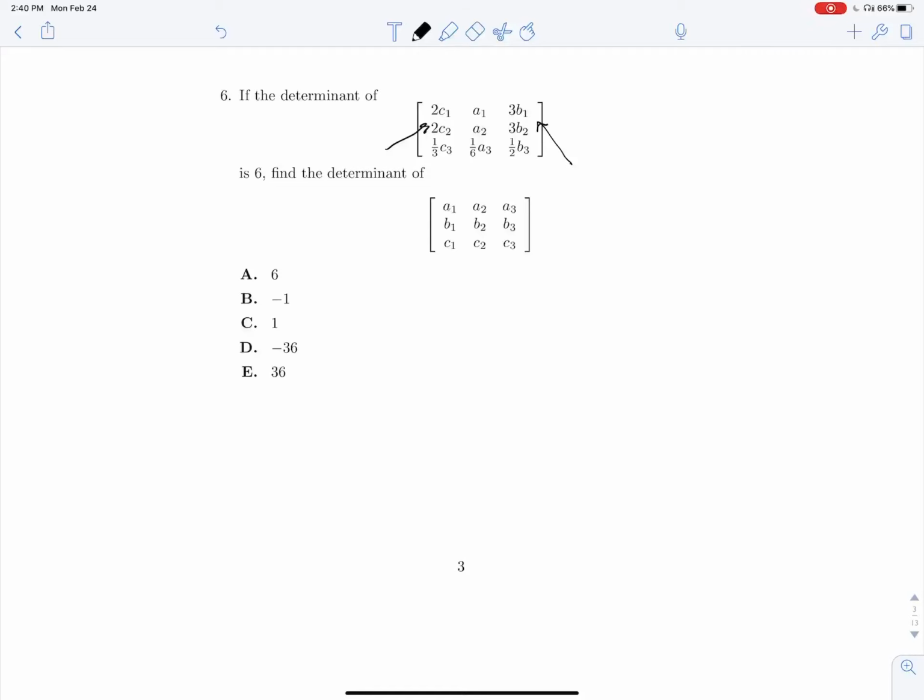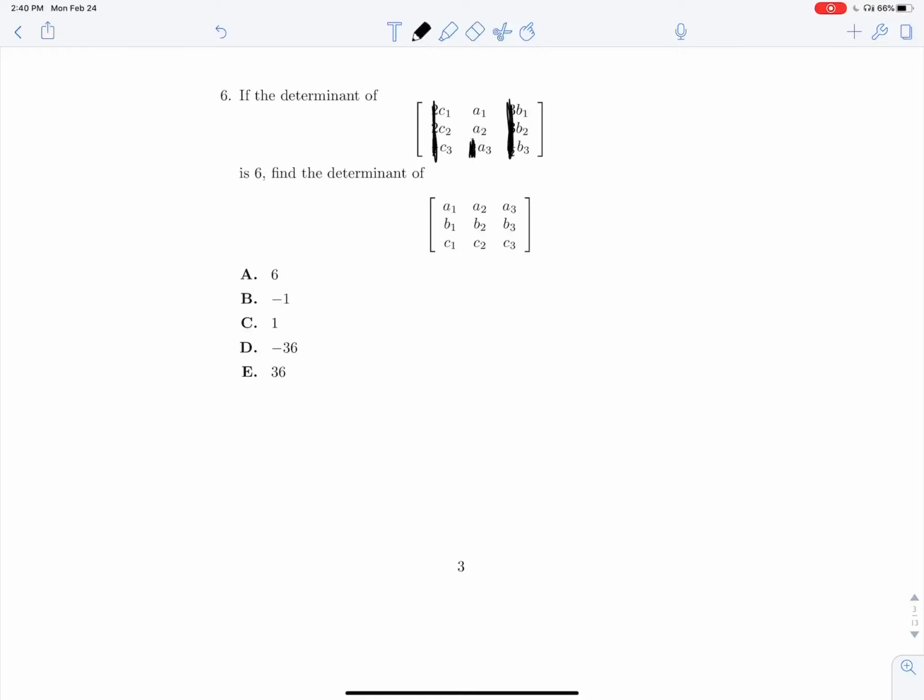So first off, we can see that multiplying this row by 2 and multiplying that column by 3 is completely negated by dividing this row by 6. And so we can cross out all of this scalar multiplication, because in the end, all that's doing is multiplying by 6 and then dividing by 6. Then we're left with C1, C2, C3, A1, A2, A3, B1, B2, B3.